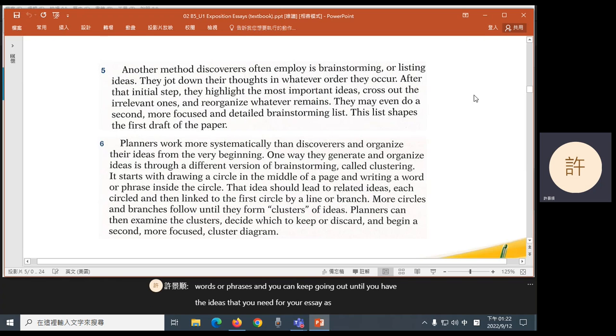As the last sentence says, planners can then examine the clusters, decide which to keep or discard, and begin a second, more focused cluster diagram.